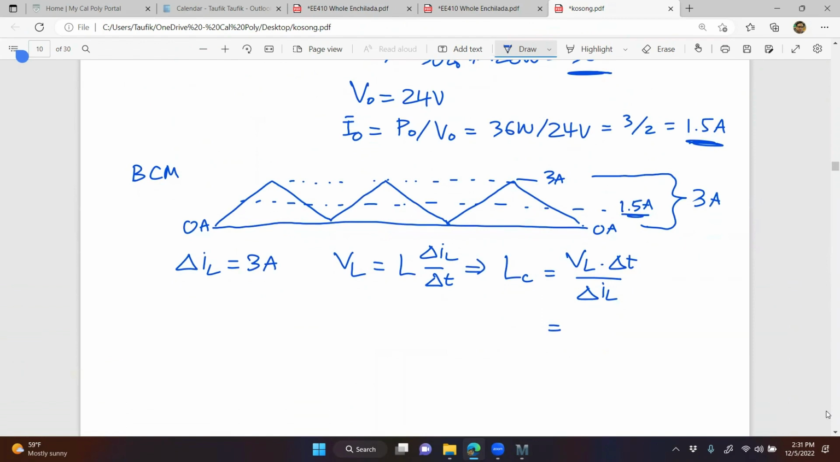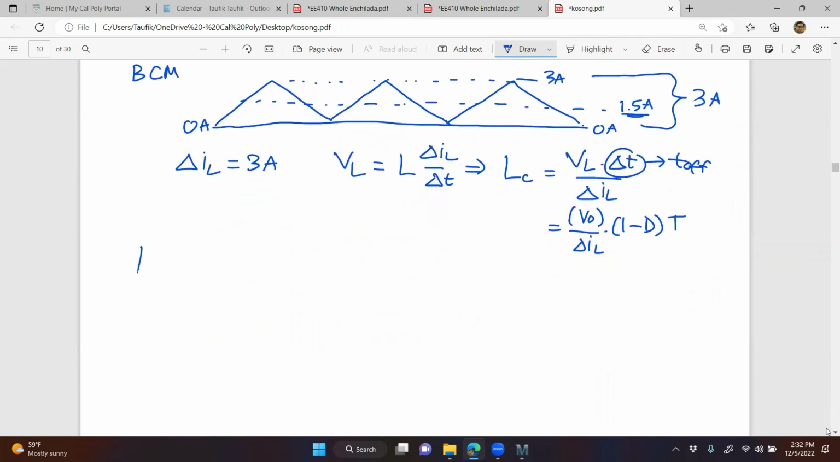When the switch is off, that's correct, yes. So I'm not going to put the negative value, it's just going to be the absolute value, which is V out, times delta T. We have delta IL, which is 3 amps. That delta T right now is T off. And for single switch forward, T off is equal to 1 minus D times T.